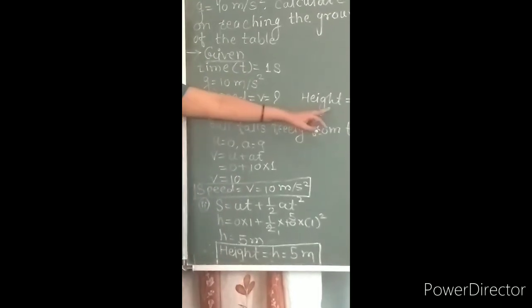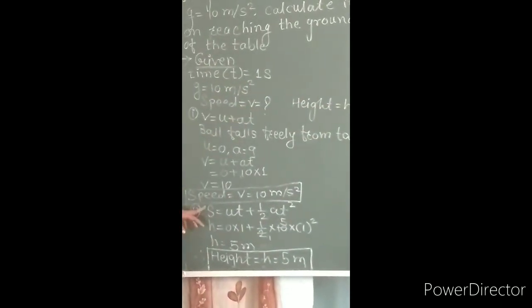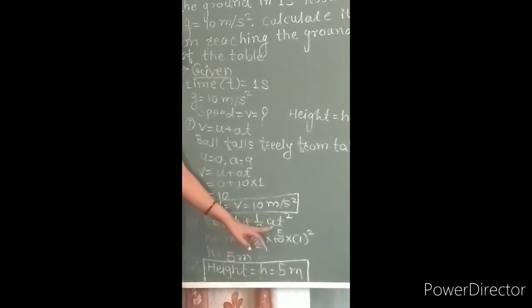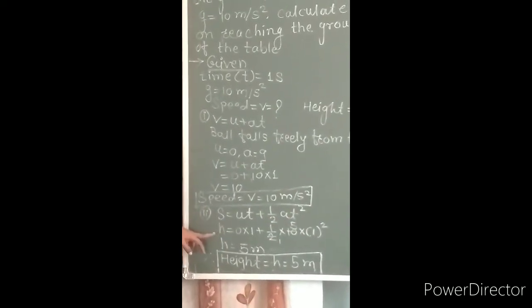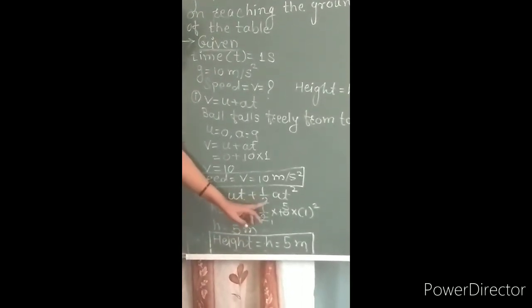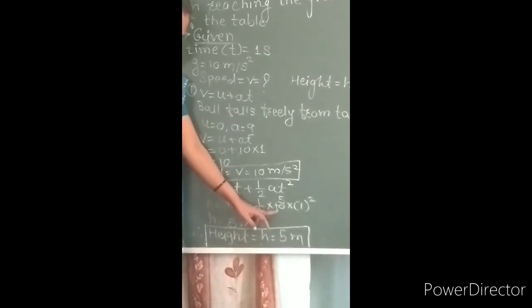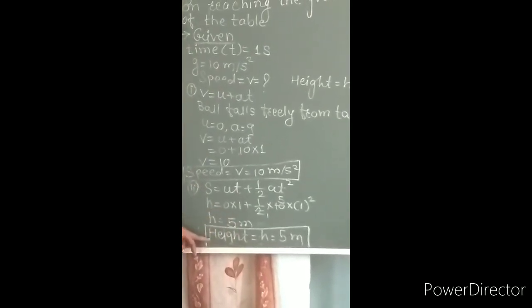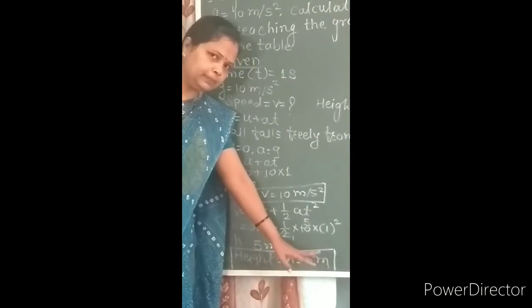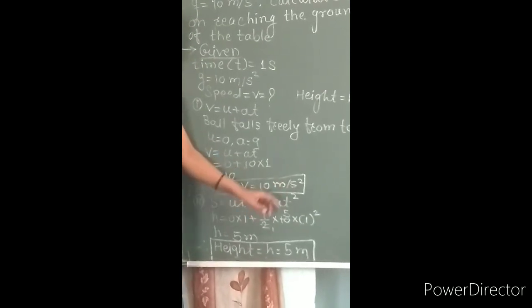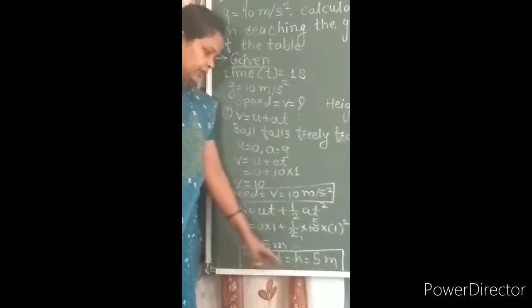Then second we find the height h. We know Newton's second equation of motion, S is equal to ut plus 1 half at square, that is S is equal to h is equal to u is 0 times t is 1 plus 1 half, a is equal to 10 and t is equal to 1 square, that is h is equal to 5 meter. We find speed v is equal to 10 meter per second and also the height h is equal to 5 meter.